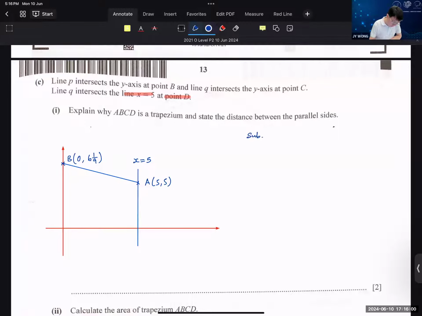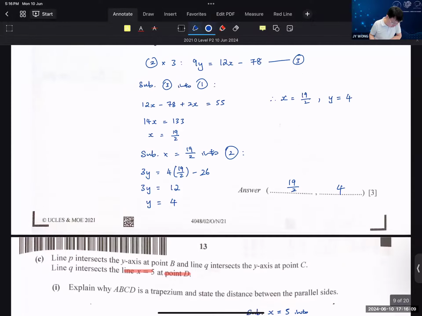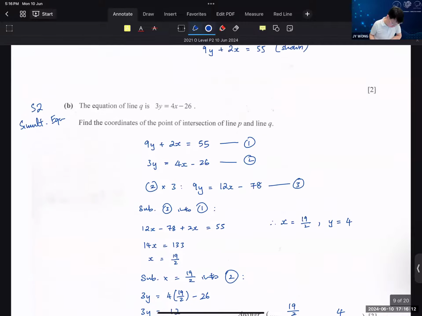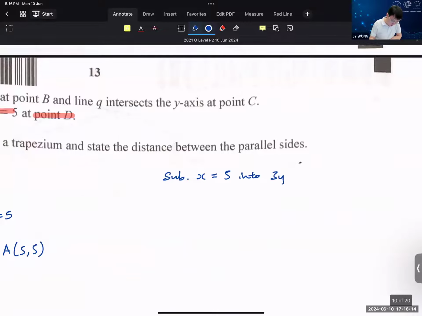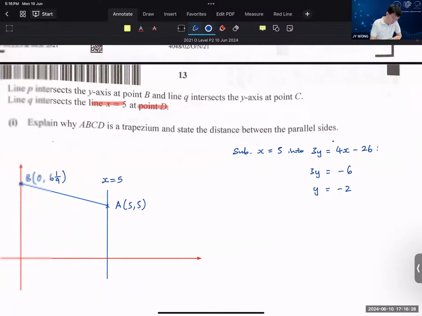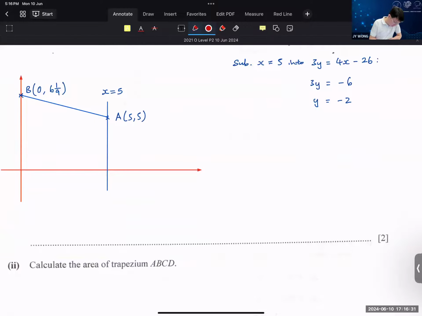So sub x equals 5 into line Q. What's the equation of line Q? 3y equals 4x minus 26. You will get 3y equals negative 6, and therefore y equals negative 2. Which means your coordinate of point D is (5, negative 2). So it's below the x-axis.